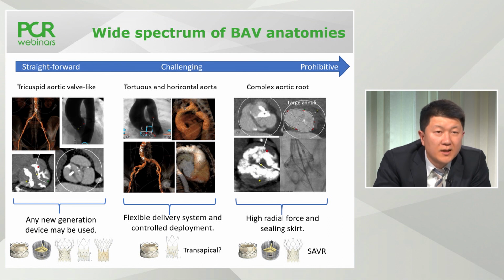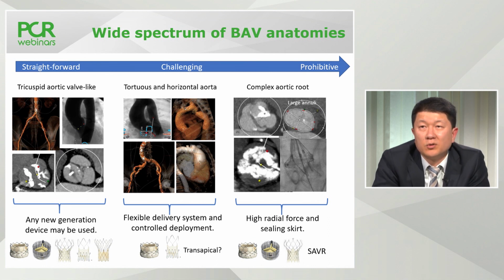Yeah. Okay, so let's turn now to device selection, because again, these measurements and these characteristics of the valve and its associated anatomical structures are fundamentally important for device selection. If you deal with bicuspid aortic valves, you will have a wide variety of different phenotypes. And you can have, as shown in the slide on the left-hand panel, very straightforward anatomies, which I would call tricuspid aortic valve-like anatomies. These patients have good access, no tortuous anatomy, mild to moderate calcification, and in my mind, probably can be treated with any new generation device.